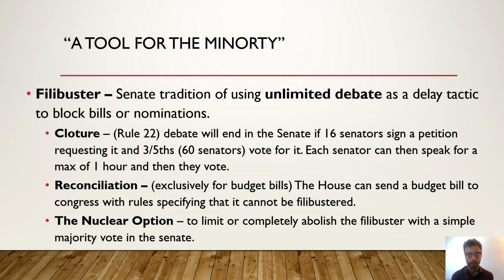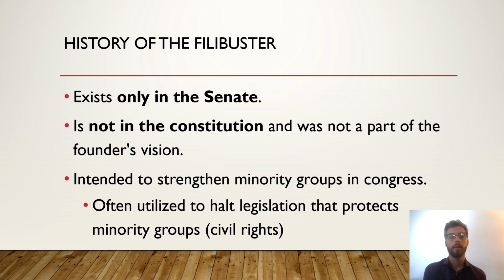And the nuclear option. This is changing the rules of certain legislation to abolish the need for a supermajority, requiring that you need only a simple majority to vote in the Senate. This tool has been utilized and implemented when considering federal judges and Supreme Court justices since roughly the year 2000, and we'll look at that development over time, as the nuclear option has been utilized two times in recent history. So let's look at the history of this filibuster.